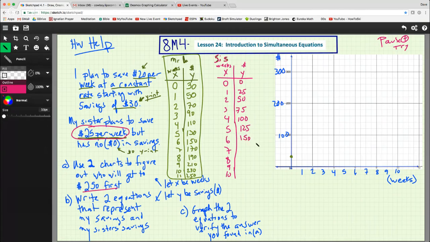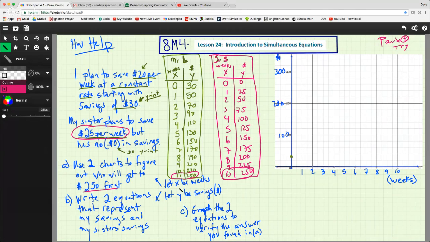125, 150, 175, 200, 225, 250. So after 10 weeks, she has 250. So using the charting method, my sister has 250 after 10 weeks, but I have 250 after 11 weeks. So she saves faster, so she gets there quicker.